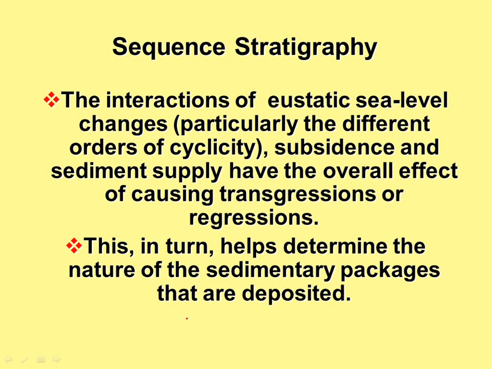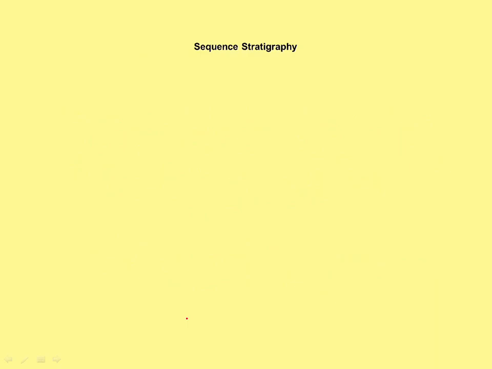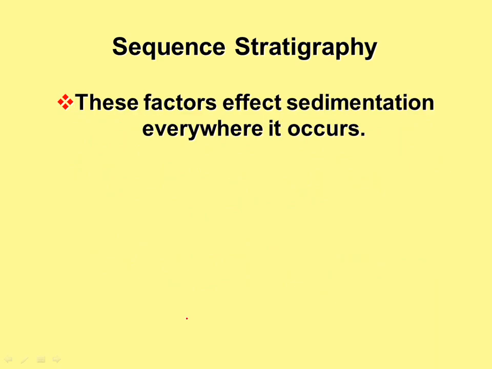And this kind of cyclicity of these things gives rise to the sedimentary packages that we talk about in sequence stratigraphy. And the factors that we just talked about, subsidence, sea level changes, and sediment supply, I'm going to say these factors affect sediment wherever it occurs. Of course, that's not true. That statement is true when you're dealing with marine continental systems.